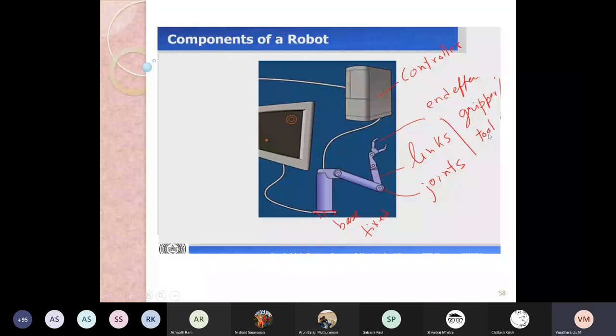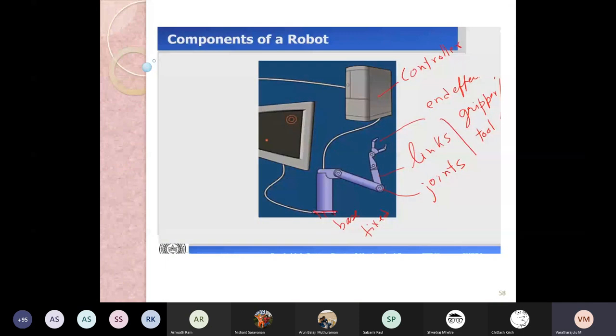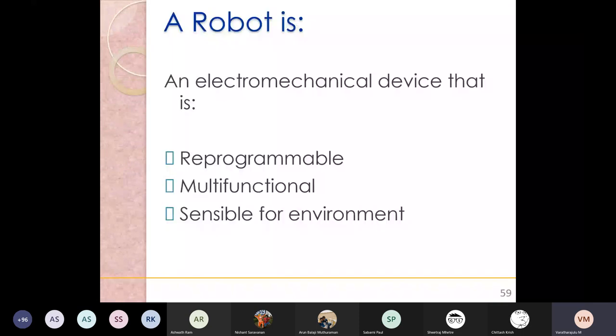And in order to make control over the various systems, we have the controller, whether it may be a PC or a microcontroller or a microprocessor, essential to do the control over the various activities which we are planning in our mind. And this is what we are going to visit in the subsequent classes.